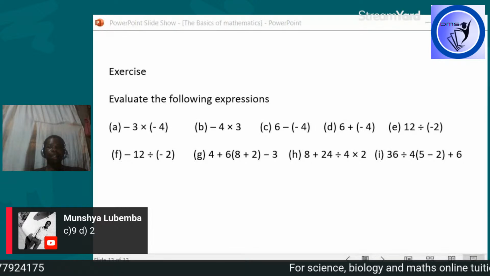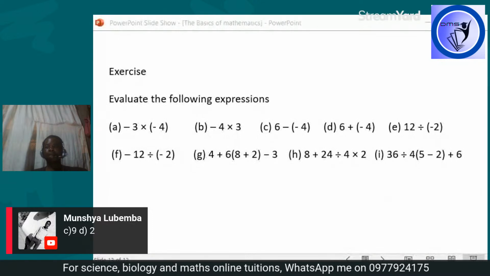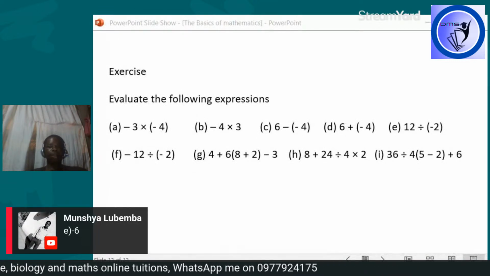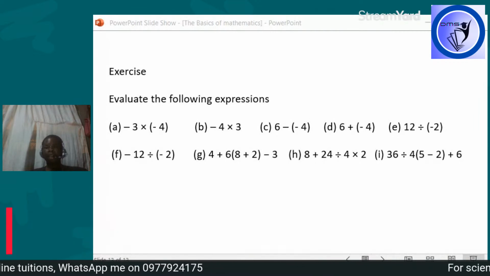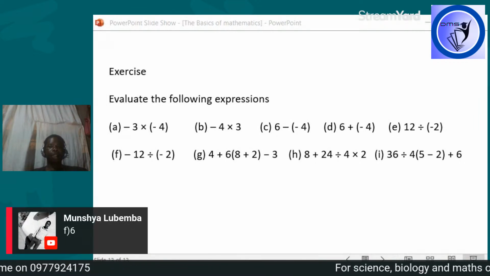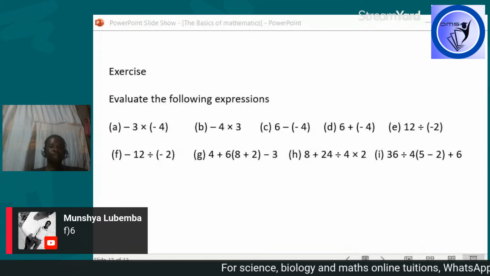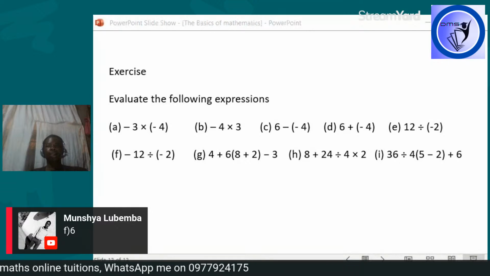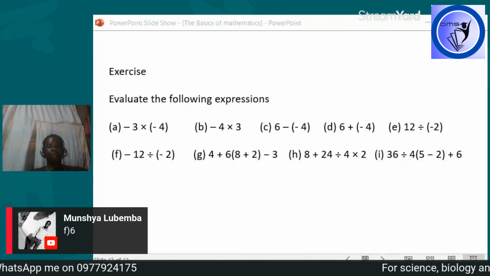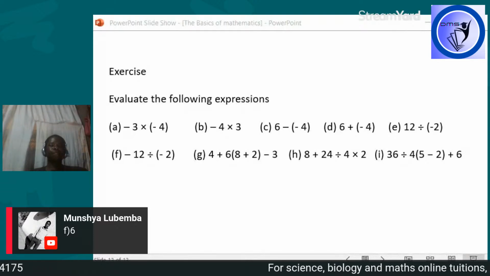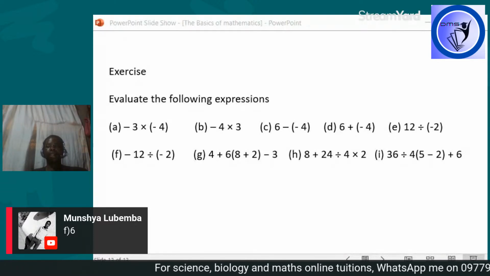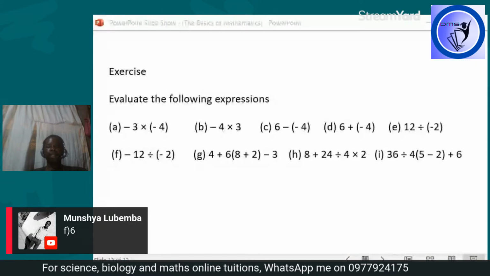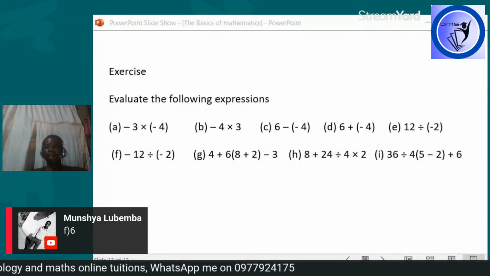For C here, negative, negative, it will give you positive. Then you just say 6 plus 4, which will be 10. Then this one you have gotten it correct. Then F, you are saying it is a 6. Yeah, because this one is a positive, so you are dividing the same signs. So this one is negative, and this one also is negative. So you have a negative, negative. So it will be positive. So you say 12 divided by 2, then it will give you 6. Yeah, that is true. So let's complete this other one remaining.